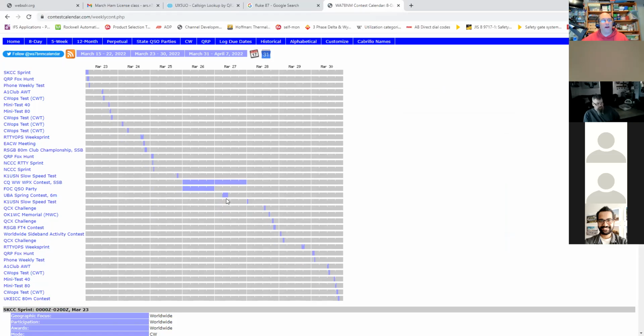Notice every one of those bars, and oh, cool. CQWPX is this weekend. I didn't even realize that.